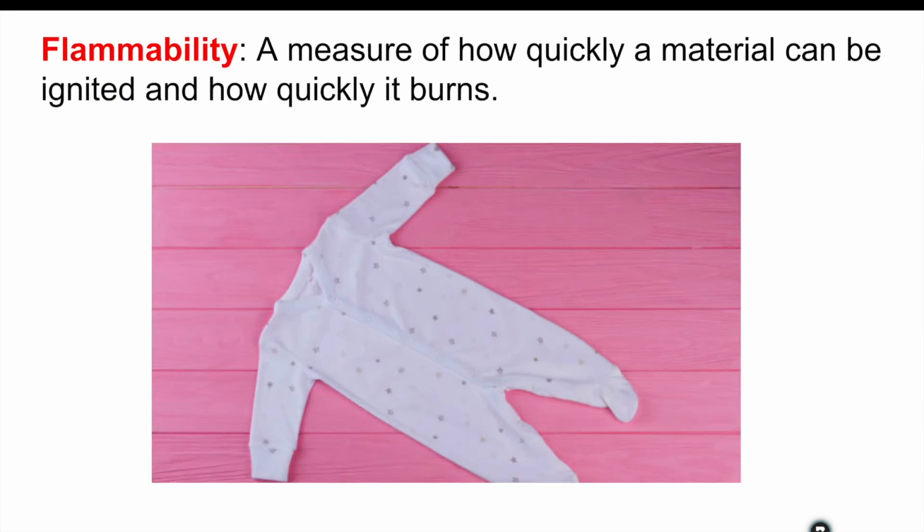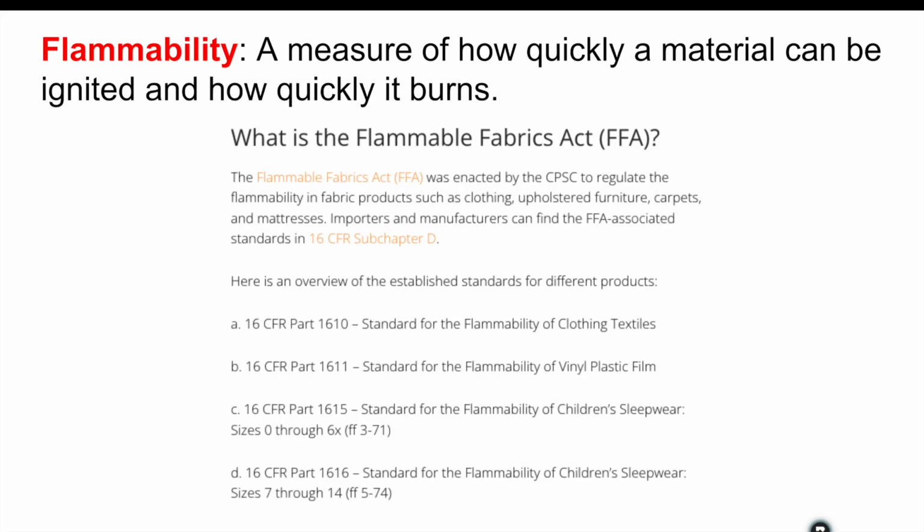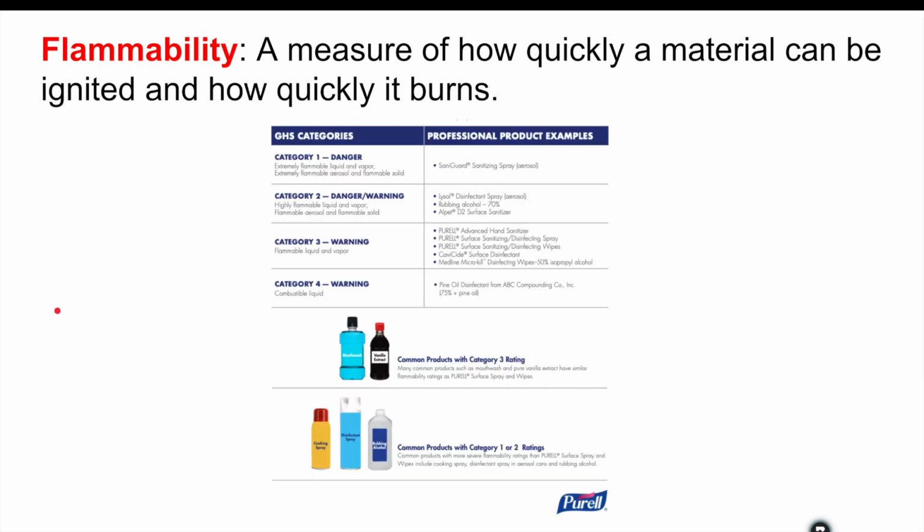Flammability is a measure of how quickly a material can be ignited and how quickly it will burn. There are all kinds of regulations on, especially anything that has to do with children, about flammability. And this is something to be aware of, that when we're choosing materials, especially if they're going to be in some sort of environment where they could possibly catch on fire, you need to follow the regulations for whatever country you're in. Or one of the best is to follow the EU regulations, because they tend to be the most strict around the world.